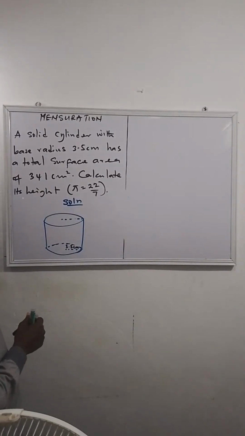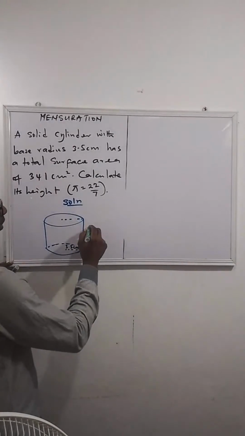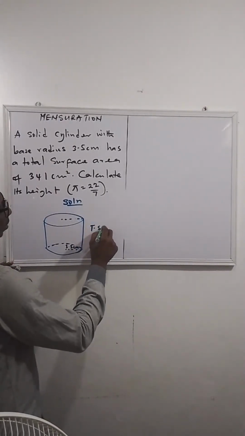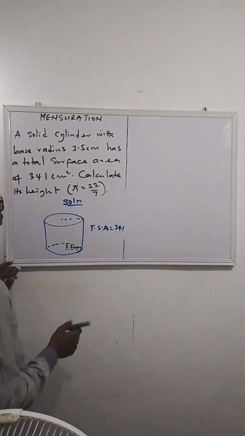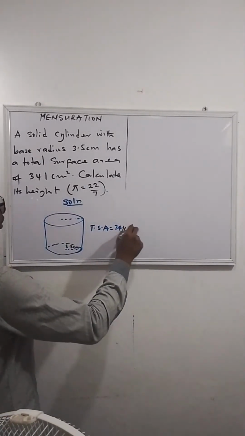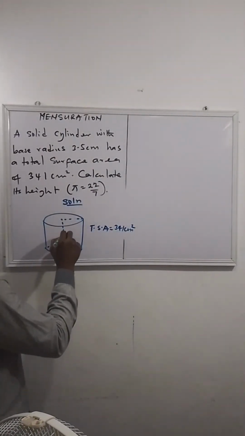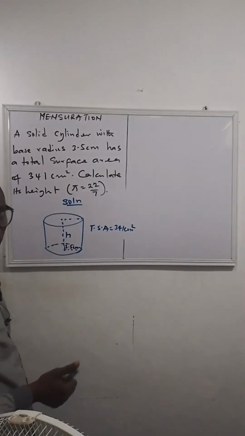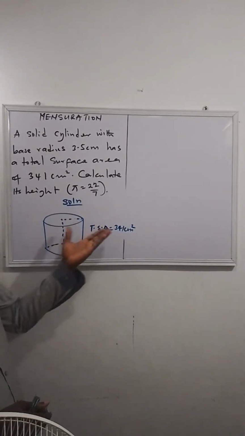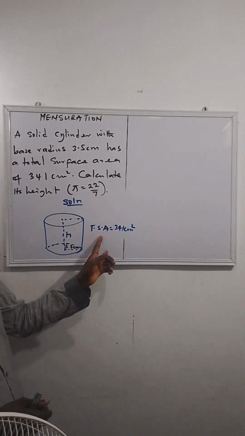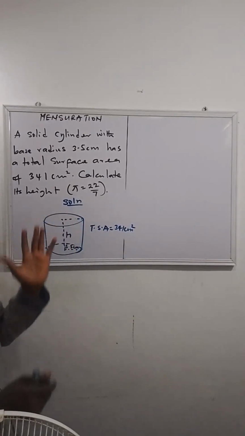It has a total surface area. We have been given the total surface area to be 341 centimeters squared. Now you have to calculate the height. We want to get the height h. So how do we go about it? What comes to mind is I should write out the formula for calculating the total surface area of a cylinder.